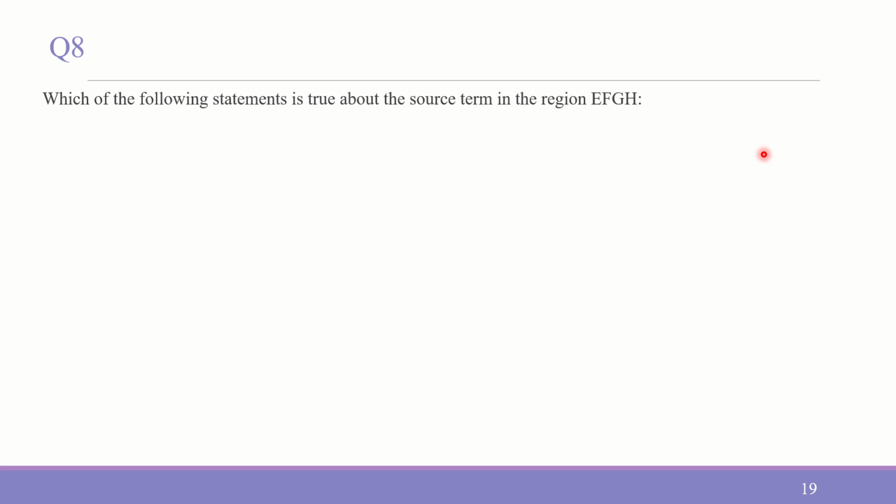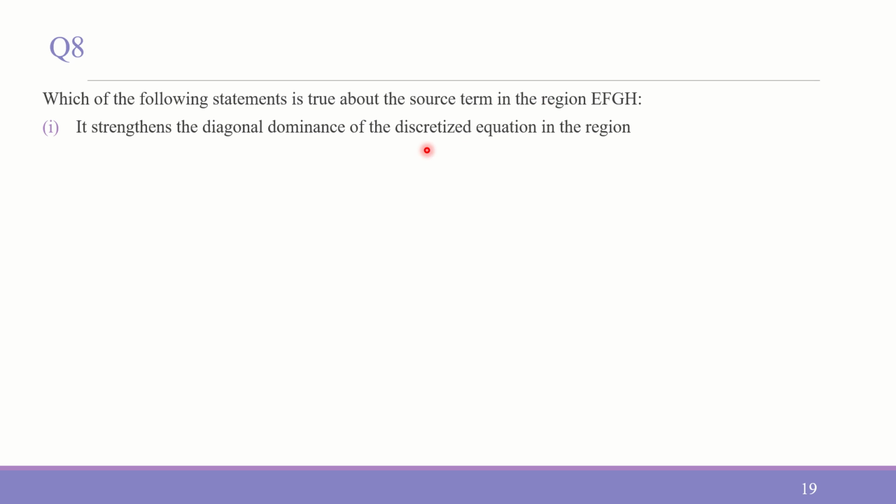In question 8, what is being asked is which of the following statements is true about the source term in the region EFGH. In the problem statement, it was mentioned that there is a source term in the region EFGH. In the figure, we have ABCD, and of that, side AD has a Neumann boundary condition. The other three sides have Dirichlet boundary conditions, and the source term in the equation is present inside the domain EFGH. So question 8 is about which of the following statements is true about the source term in the region EFGH.